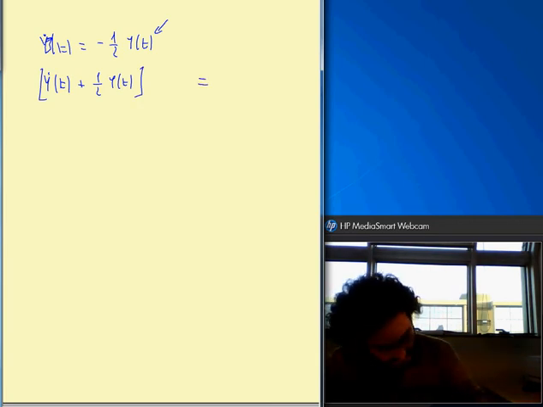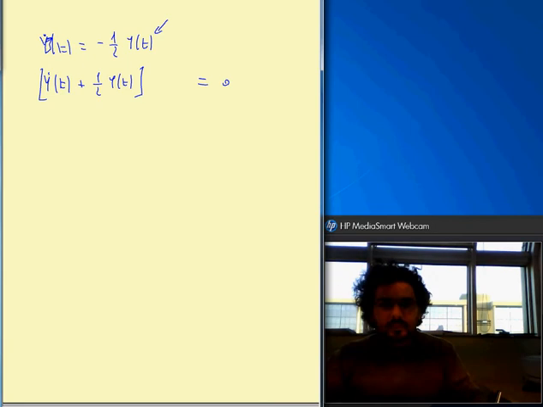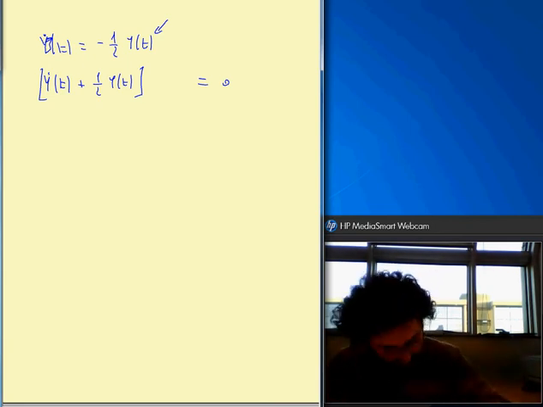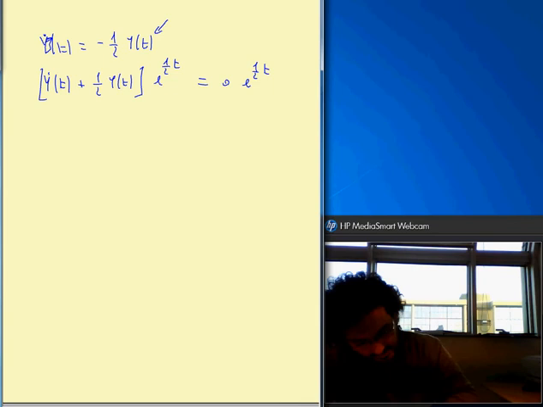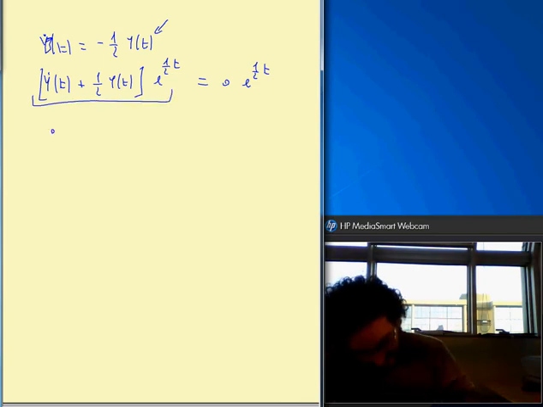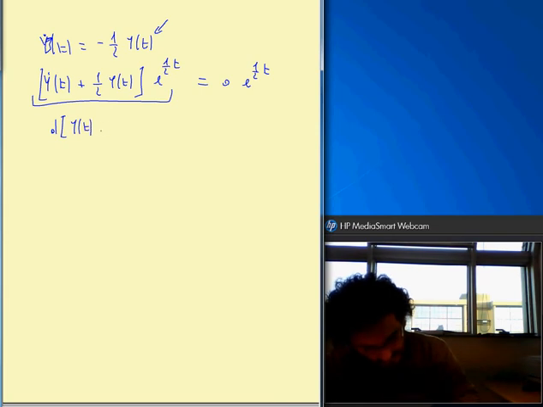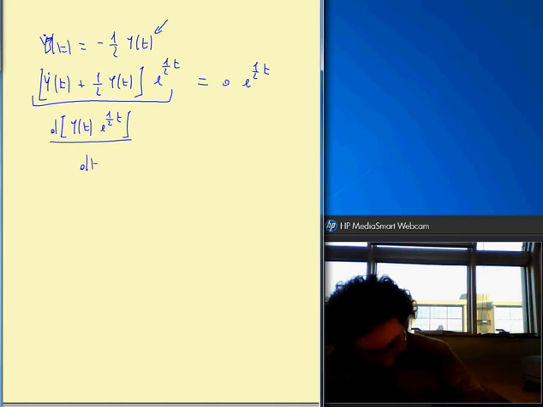equal to 0. We can multiply both sides by e to the power 1 half t, which is the integrating factor. So we can write the left side as the derivative of y t e to the power 1 half t with respect to time equal to 0.